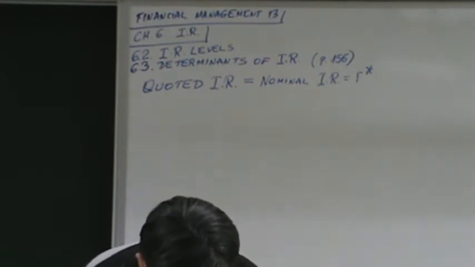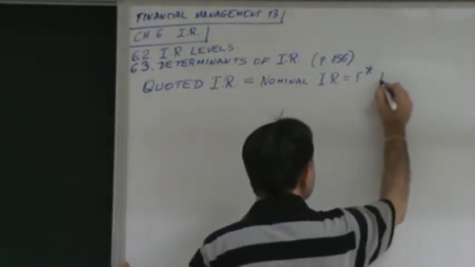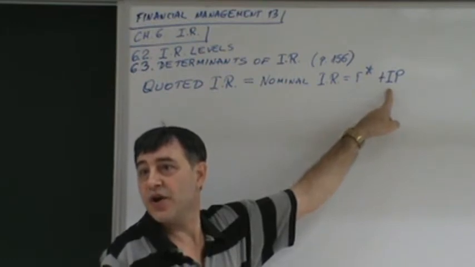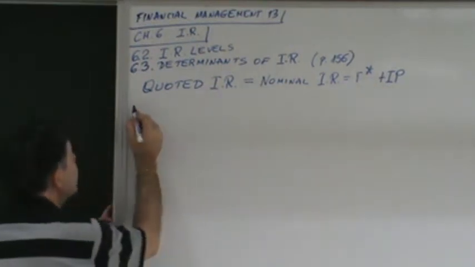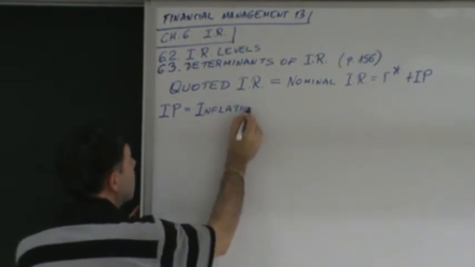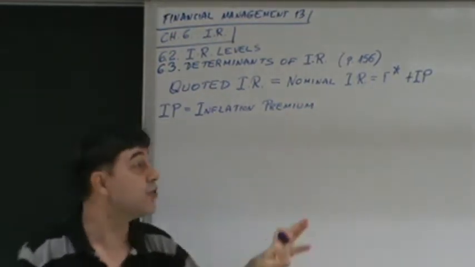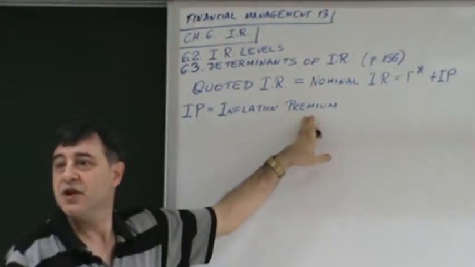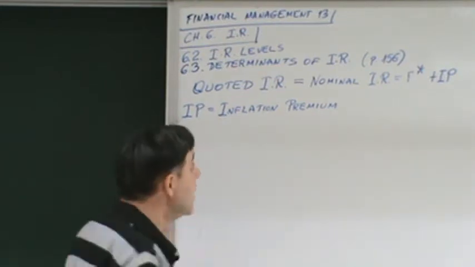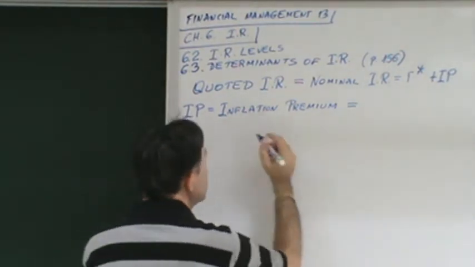The first one is R star, which is the real risk-free interest rate. Textbook uses IP, standing for inflation premium. Inflation premium. And inflation premium is simply compensation for the loss of purchasing power. Compensation for the loss of purchasing power. Therefore, we very often call it purchasing power premium.